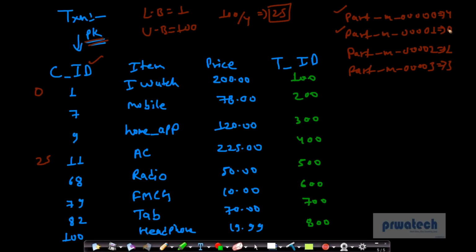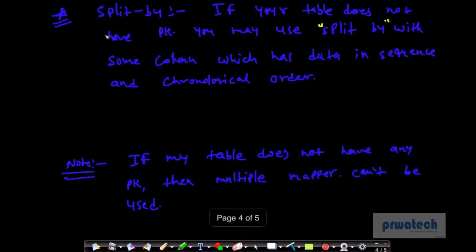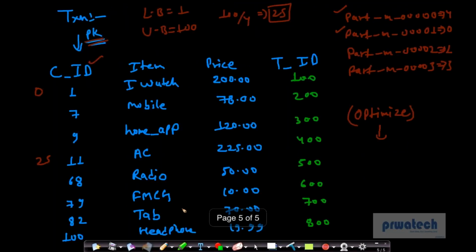Second, we are not distributing the data equally here. One is having 4, then 0, then 1, then 3. The output is coming, I don't deny, but my performance is not optimized here. My main focus area now is optimization. I want to optimize my query, and to optimize it I will use the split by operation. Especially for such a condition, always remember you use split by.